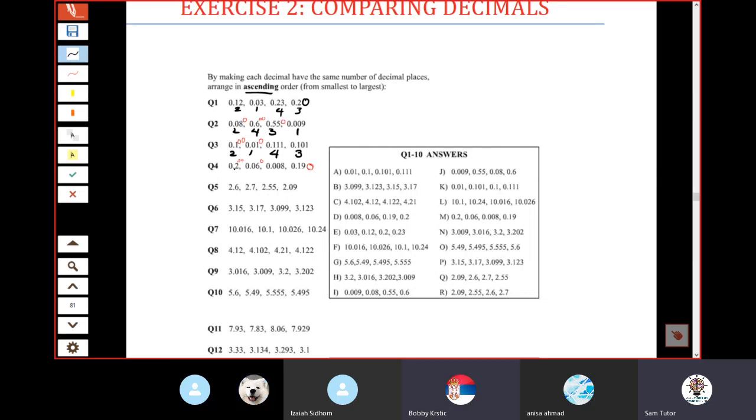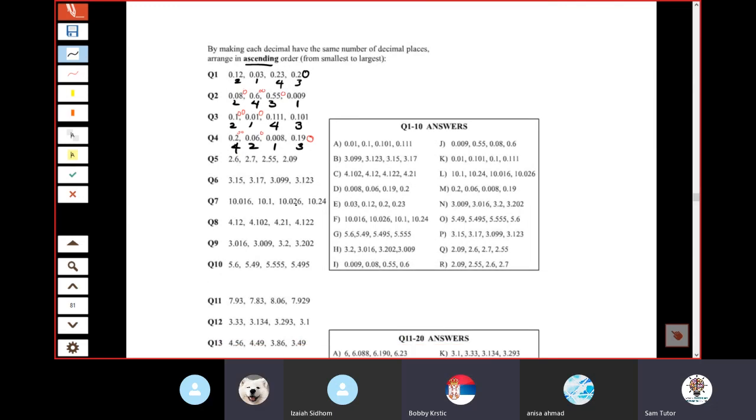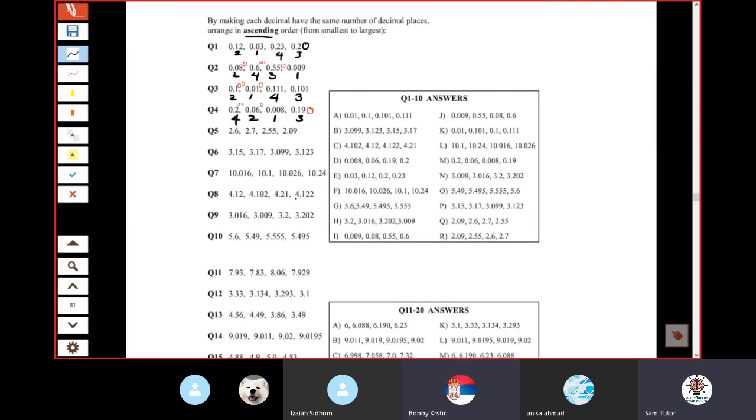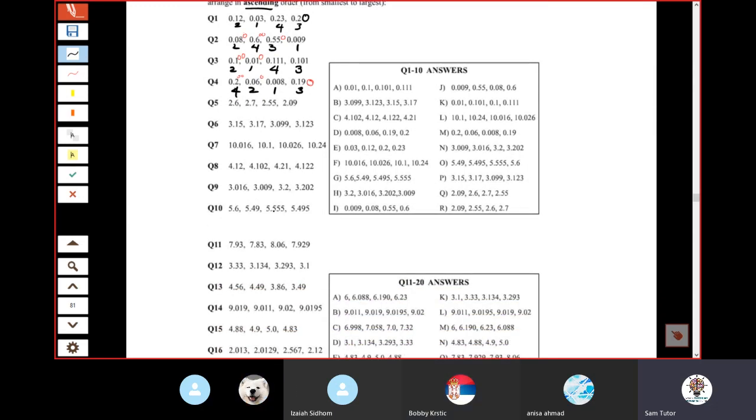So this is 200, this is 60, this is 8, this is 190. So 8 will be first, followed by 60, then 190, and then 200. Oh, so it's smallest to largest. Correct. Alright. You've got to let me know before you go out, so I know you're not there. Okay.